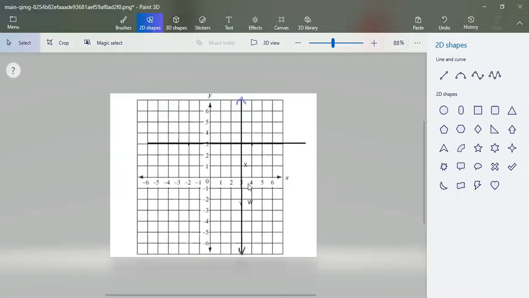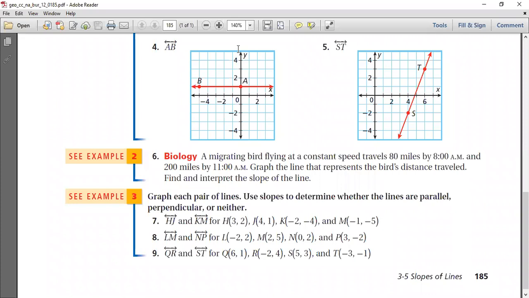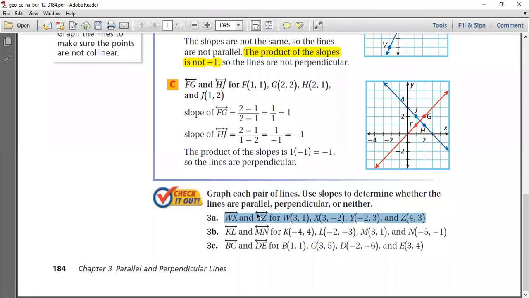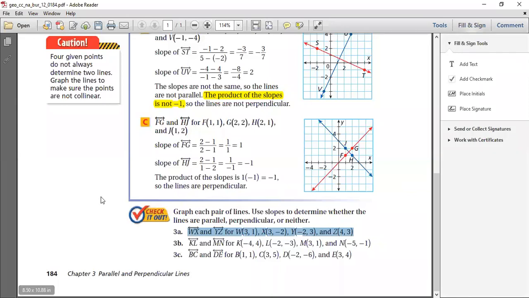Now as soon as you see it, you can say that they are perpendicular, but they don't want you to just tell that. They want you to draw and graph it, and say what kind of lines they are. So using the coordinates, let's find out what the slopes are going to tell us.